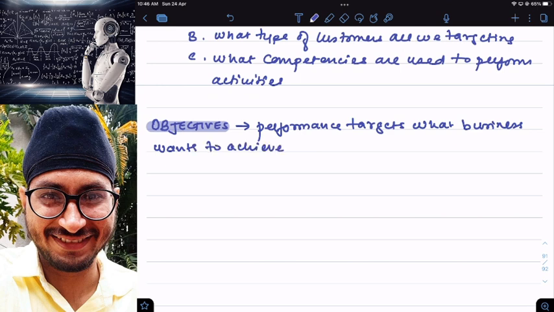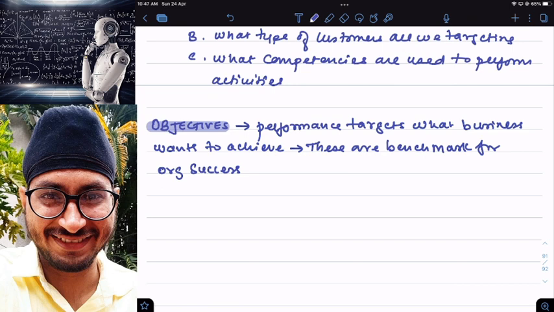Clear? Now, what exactly I want to achieve is called what? It is called my objective. I repeat, what I want to achieve is called my objective. And objectives are a benchmark for organization success. Means, how do I know whether you are successful or not? If you are able to achieve your objectives, you are successful. If you are unable to achieve your objective, you are not successful.